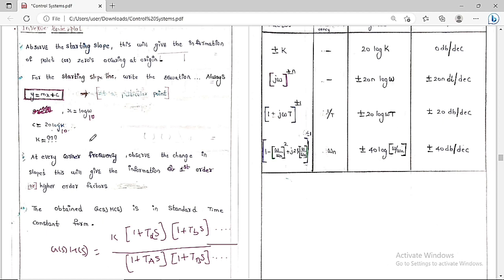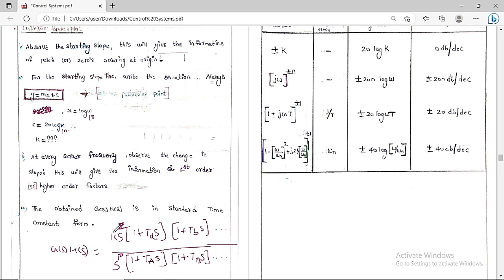So listen carefully. I have already told you the inverse Bode plot is: just by seeing the Bode plot, we have to write the open loop transfer function in the standard format. How to write? First thing is, by observing the starting slope of the magnitude Bode plot, we can say how many poles or how many zeros are going to occur at the origin. So you have to write s as the power of p, the power of z, the power of n. So this is the standard time constant formula.